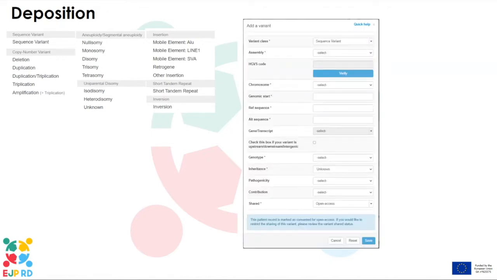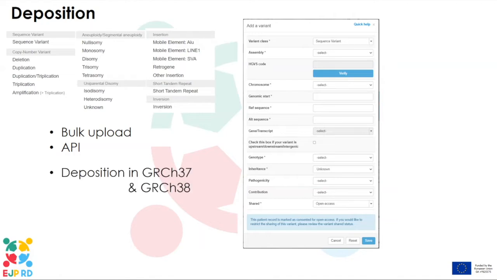How you deposit this via the website is there's a form for each type of genetic variation, and you just complete the form. What I should say, if you have lots of data to upload, there is a bulk upload option. So you can upload the data as a CSV file or an Excel file. We also have a deposition API. Decipher visualizes all the genomic data in build 38, but it's possible to deposit the data in build 37, and Decipher will lift that data over to 38.